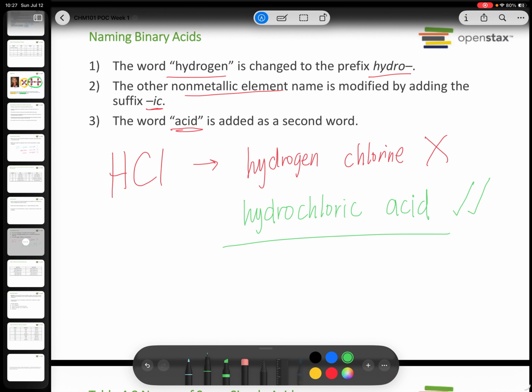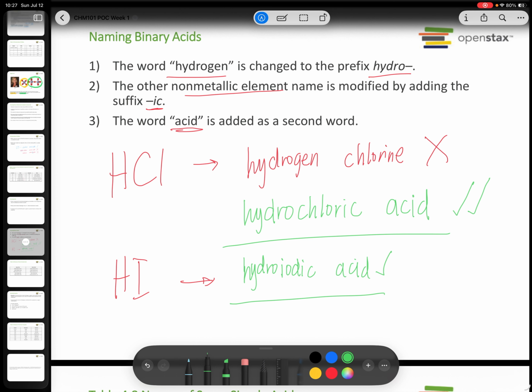So, same sa iba, no? For example, ito, HI. That is hydrogen at saka iodine. So, what will be the name kaya? Iodine will be iodic, hydroiodic, and then add the word acid. Okay? So, ganun din sa bromine, no? Hydrobromic acid.